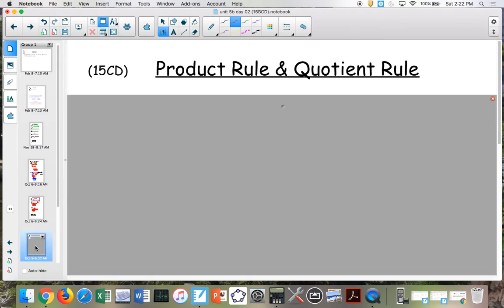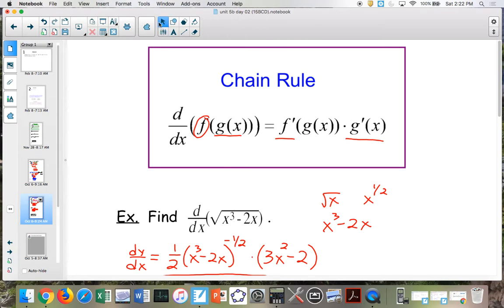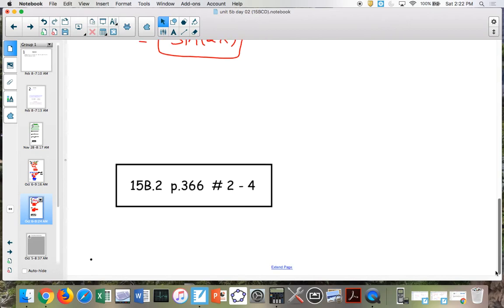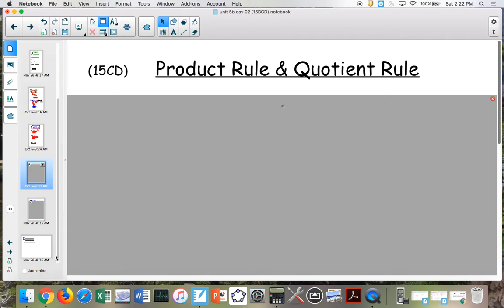Okay, well, let's back up. So what I would recommend now is for you to hit pause or stop and practice the chain rule in section 15b.2, page 366, numbers 2 through 4. Okay, you've done the chain rule.